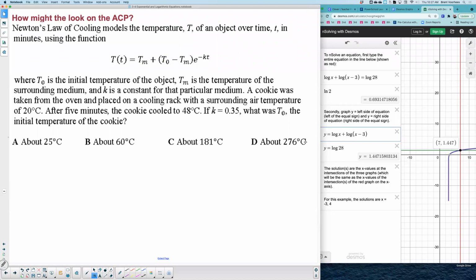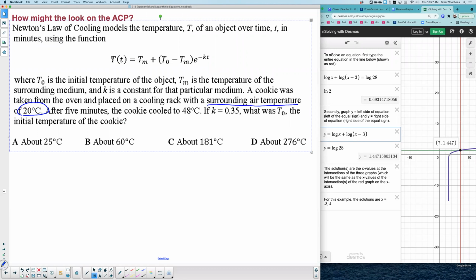Here, let's take a look at the ACP question. Newton's law of cooling models the temperature of an object in time using that function, and it describes all the different variables here. It says a cookie was taken from the oven and placed on a cooling rack with a surrounding air temperature of 20 degrees Celsius. Now, I skipped over a lot of stuff, but I want you to see this 20 degrees Celsius is the surrounding air temperature.